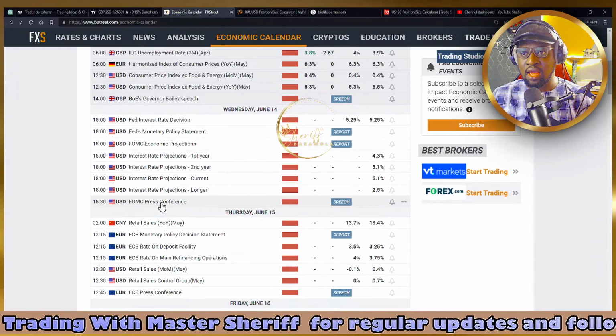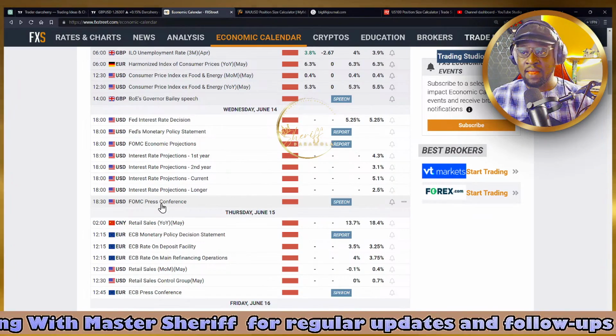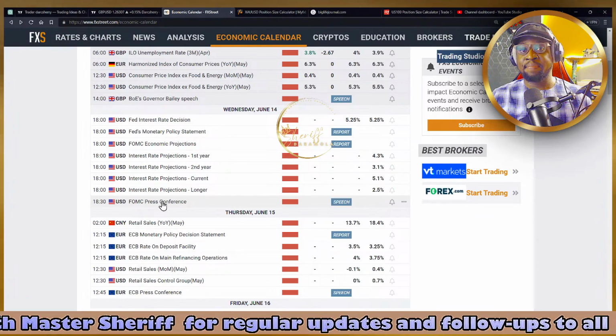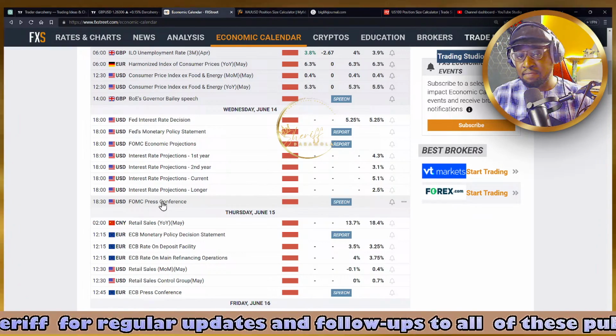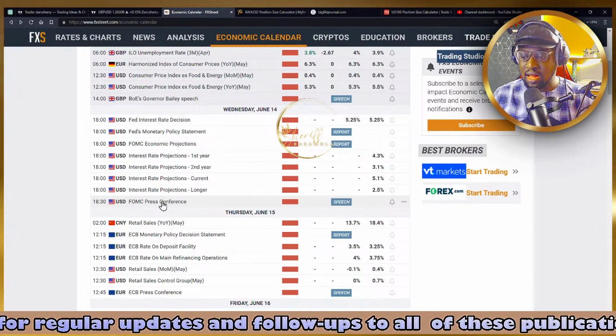So that is that on the economic calendar, as you can see. With the information we have gathered here, let's dive right into the current market structure and look at things from a price action based technical analysis.